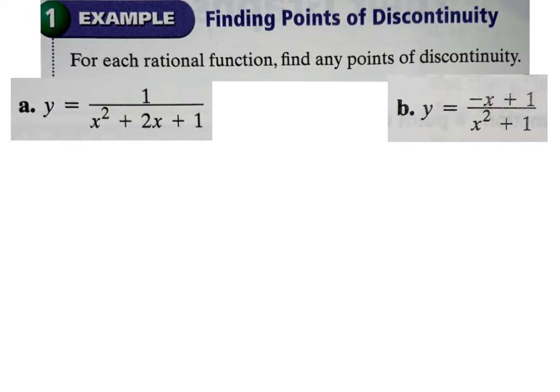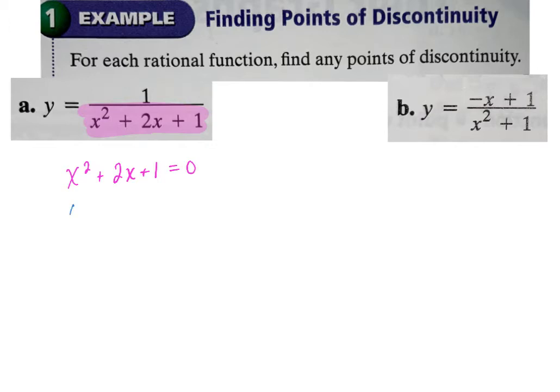All they're asking us to do here is find any points where this particular graph is discontinuous. And we're always talking about real numbers here when we're graphing on the coordinate plane. So for the first one, to find points of discontinuity, I am going to look at the denominator and figure out where it is zero. The way you figure that out is you set it equal to zero, just like the last two on bell work, and solve. And how would you solve this particular one?